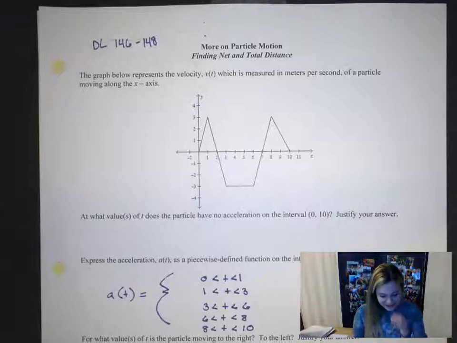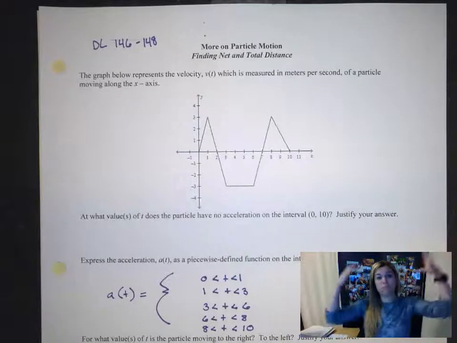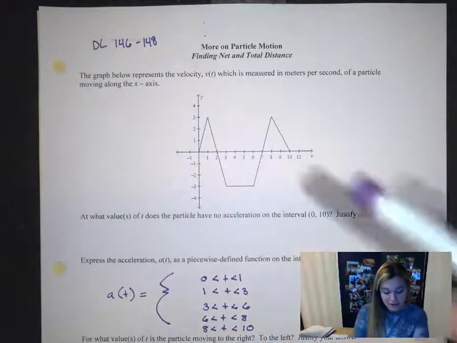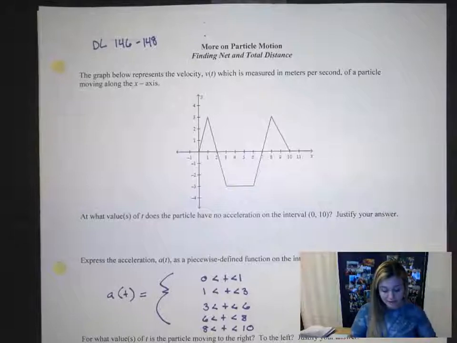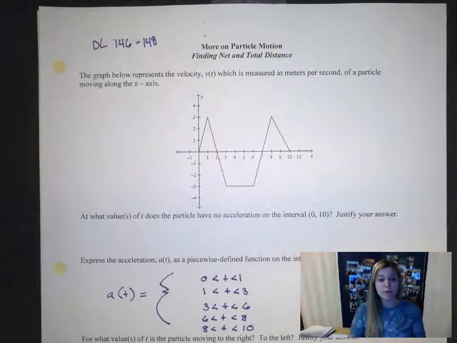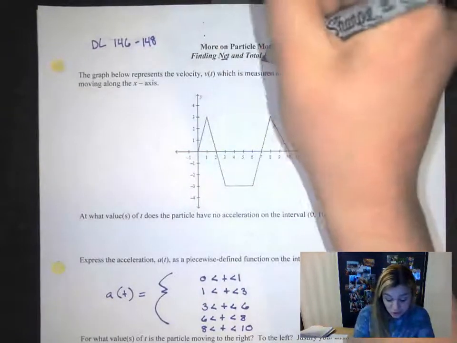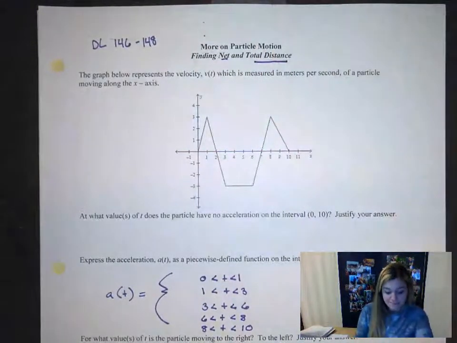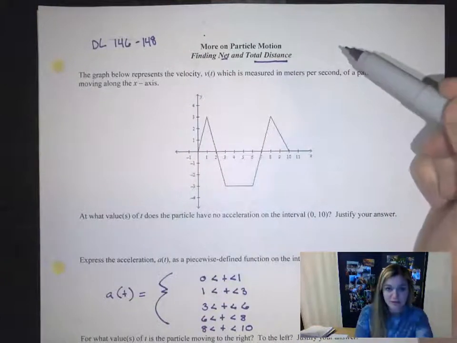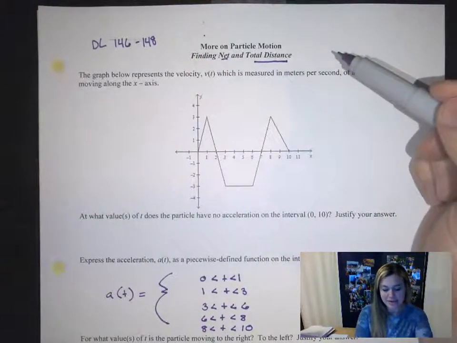So here it says we're going to do 146 through 148. Can you believe that that's where we are already? So exciting. Okay, so 146 through 148, and it says right now more on particle motion, continuing where we left off. And then this is finding net and total distance. So a little bit different today than what we've been doing in the past, but still a lot of the same ideas that are there.